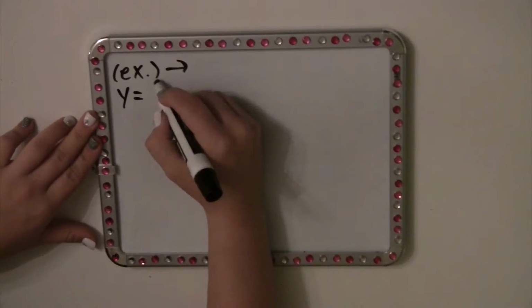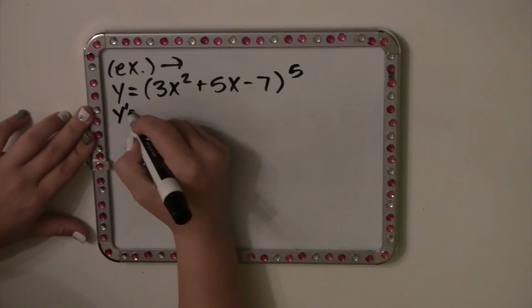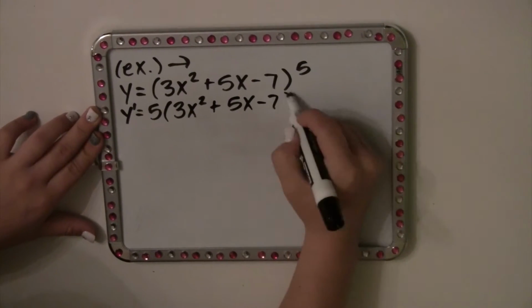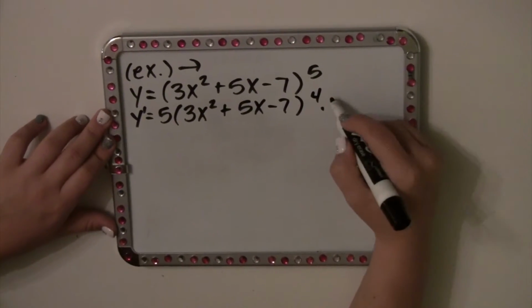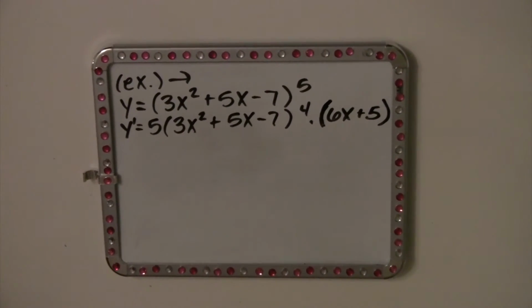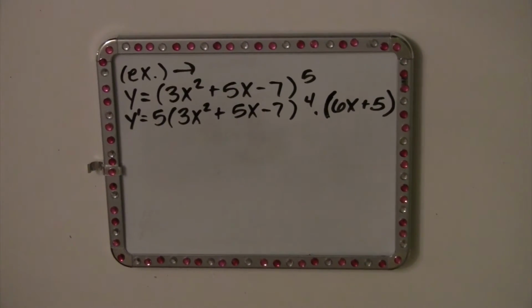If you have y equals 3x squared plus 5x minus 7 to the 5th, to find the derivative, first apply the power rule. Then multiply everything by the derivative of what's inside the parentheses. You end up with 5 times 3x squared plus 5x minus 7 to the 4th times 6x plus 5.